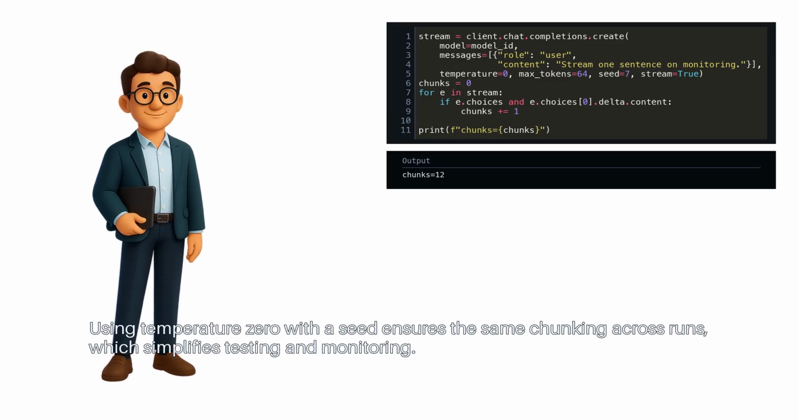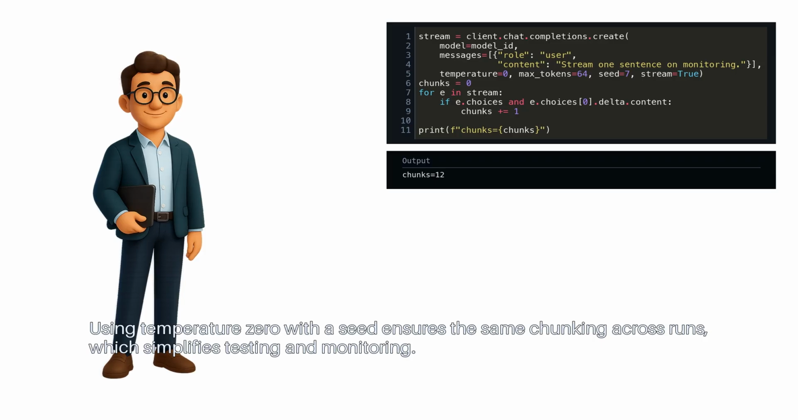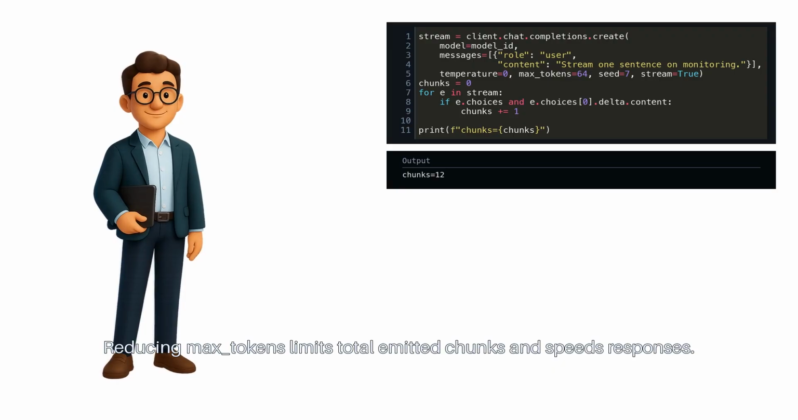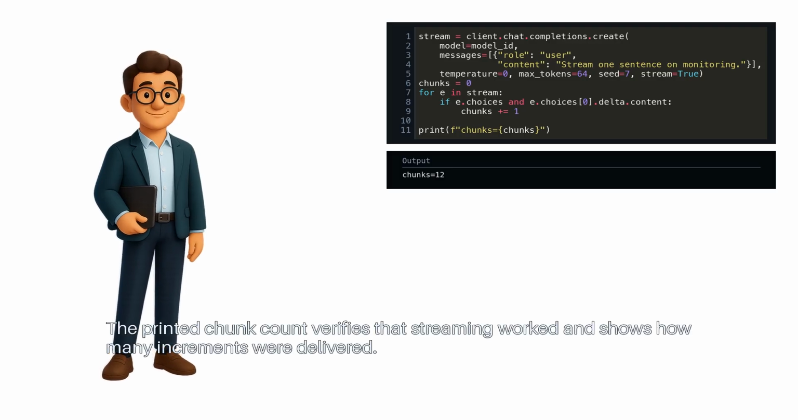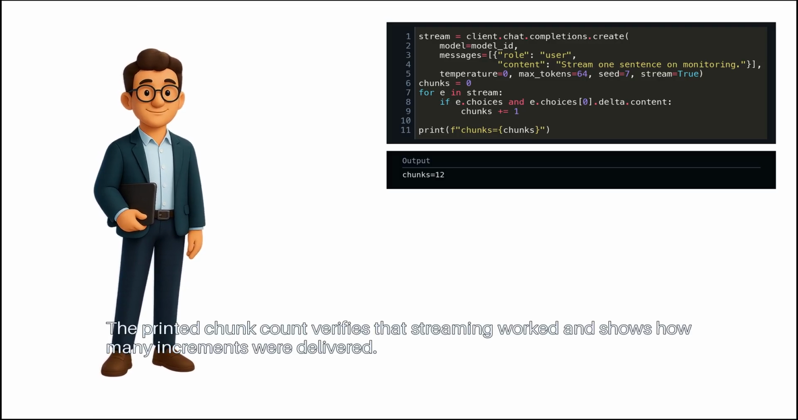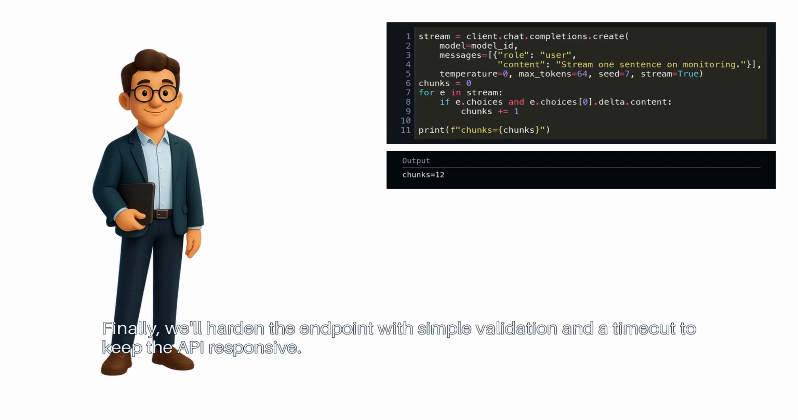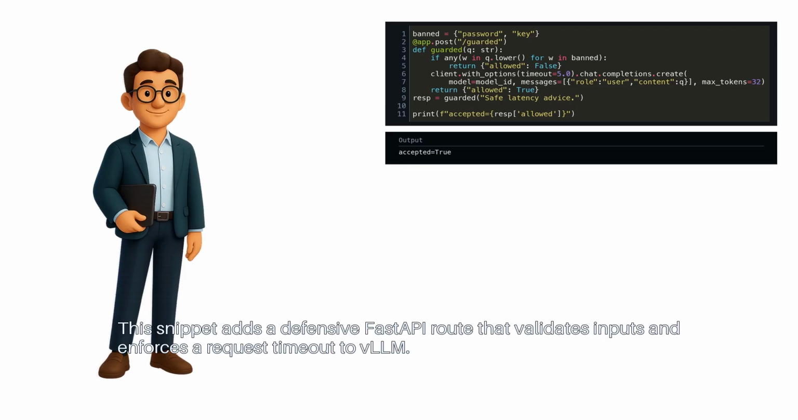Using temperature 0 with a seed ensures the same chunking across runs, which simplifies testing and monitoring. Reducing max tokens limits total emitted chunks and speeds responses. The printed chunk count verifies that streaming worked and shows how many increments were delivered. Finally, we'll harden the endpoint with simple validation and a timeout to keep the API responsive. This snippet adds a defensive FastAPI route that validates inputs and enforces a request timeout to vLLM.